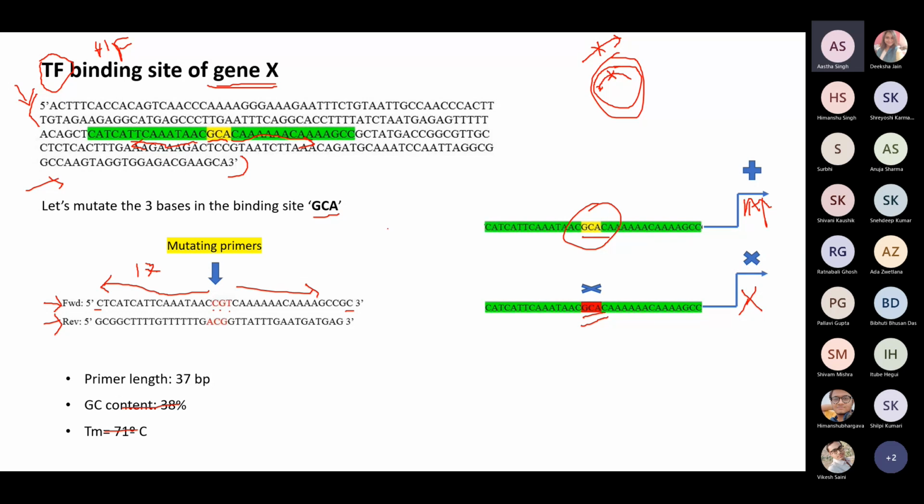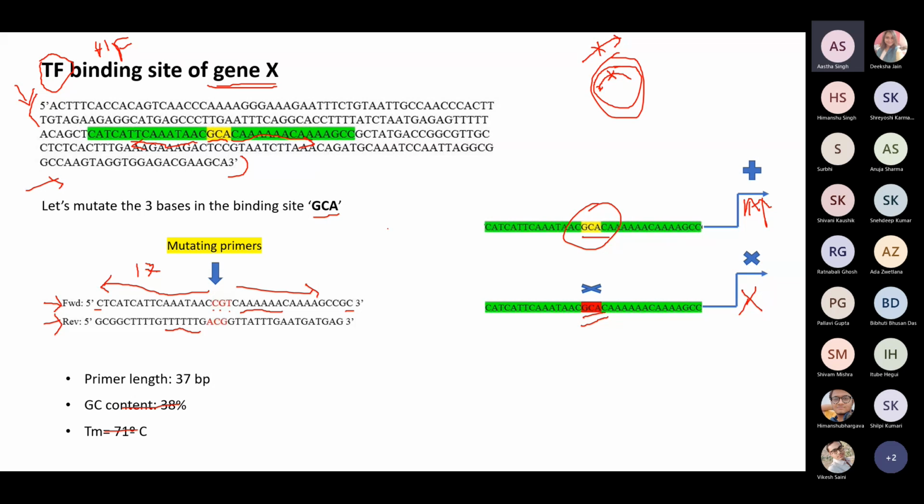Now, a few things you might have noticed here. There is a stretch of A here. In normal primer designing lessons, you might have learned that a stretch of a single nucleotide more than 3 is not advised. But in this case, you cannot help it because the transcription factor binding site is flanked with these sequences and it is not your choice to change this. So you have to take it.